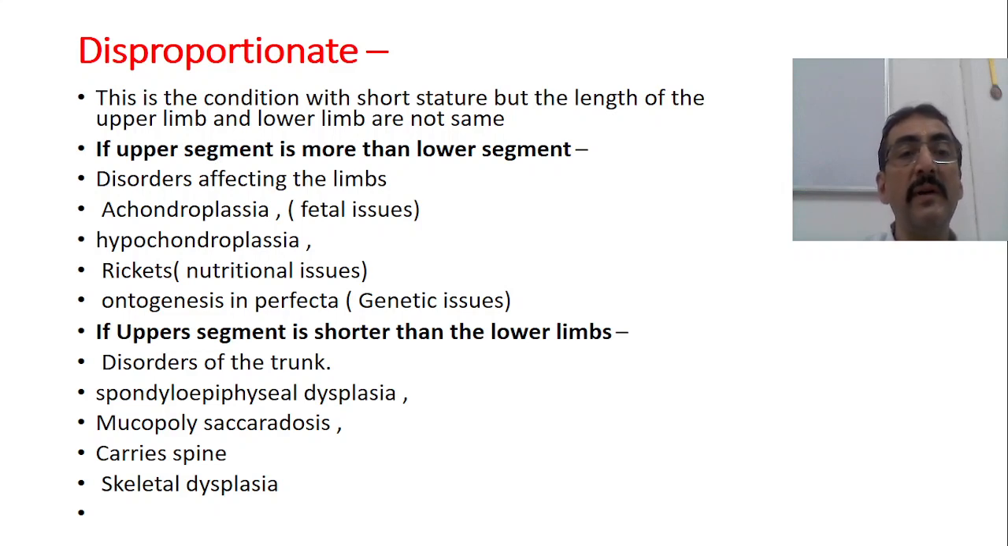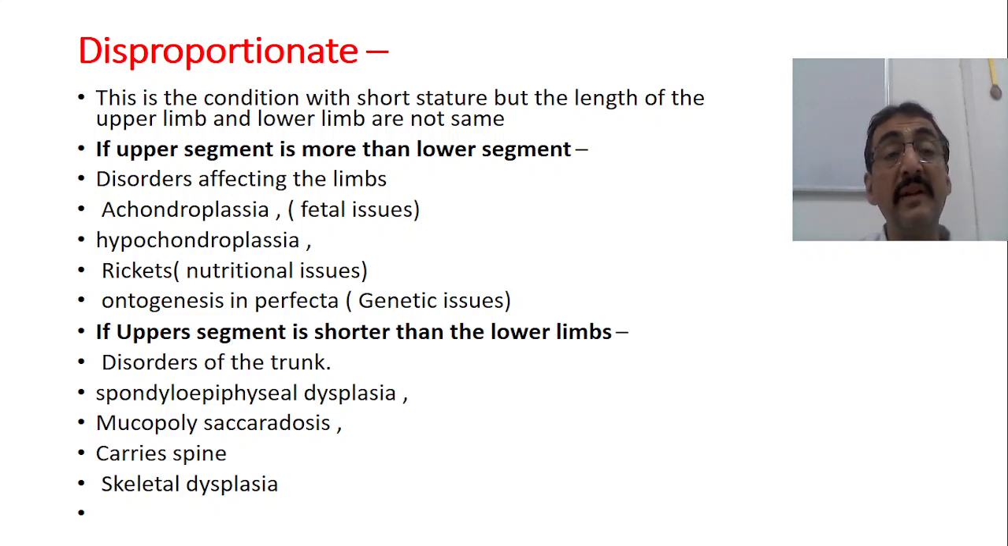Upper segment is more than the lower segment, so definitely लोअर सेगमेंट क्यों छोटा हो गया? लोअर लिम्स का प्रॉब्लम हुआ. लोअर सेगमेंट इसलिए छोटा हो गया कि लोअर लिम्स के ग्रोथ में प्रॉब्लम हुआ. So disorders affecting the limbs are the major things. It may be because of achondroplasia, which is one of the most common conditions. Then rickets, hypochondroplasia, osteogenesis imperfecta, genetic issues. These are conditions where the upper segment is more and the lower segment is very less, achondroplasia, etc.